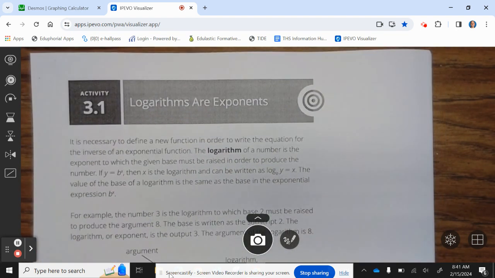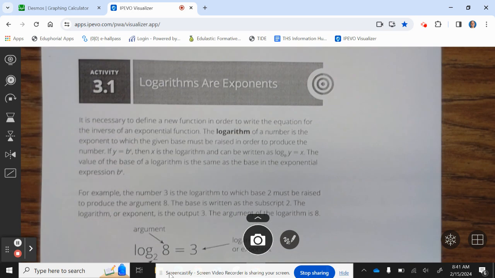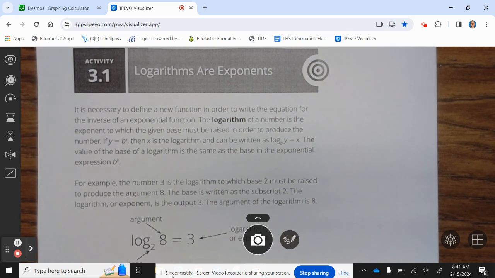Activity 3.1. Logarithms are exponents. It is necessary to define a new function in order to write the equation for the inverse of an exponential function. The logarithm of a number is the exponent to which the given base must be raised in order to produce the number. If y equals b to the x, then x is the logarithm and can be written as log base b of y equals x.